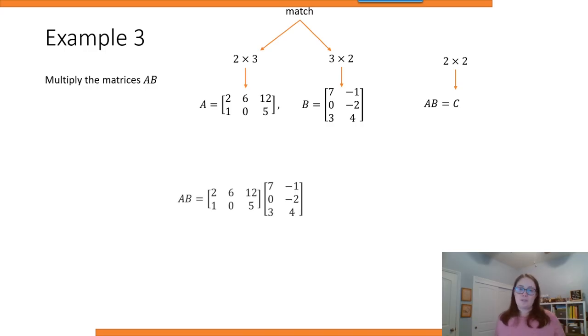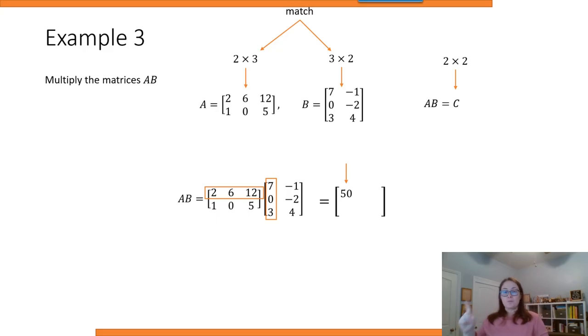Now let's actually try multiplying these out. I have my two matrices next to each other to multiply, and I'm going to start with the first row of matrix A and the first column of matrix B. I'm going to multiply 2 times 7, plus 6 times 0, plus 12 times 3, and that will give me the 50. So again, I did 2 times 7 plus 6 times 0 plus 12 times 3 to get the first row, first column position in my matrix.